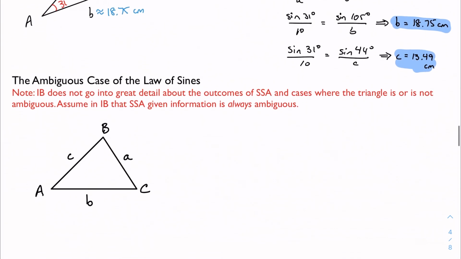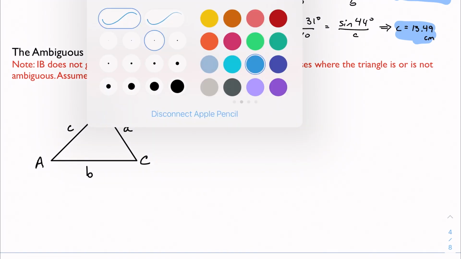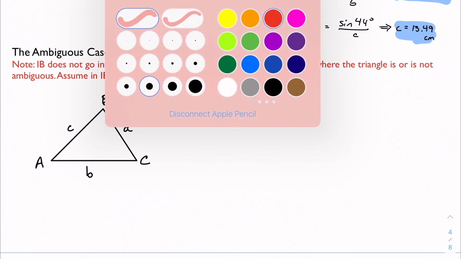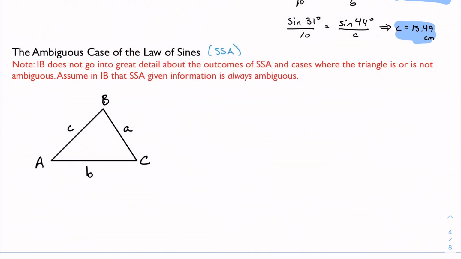So I said I wanted to come back to this SSA case, because when I'm given two sides and an angle, particularly when it's an angle that's not included, then my triangle can actually be drawn in two ways. So I'm given two sides and the angle that's not included. So I have essentially two sides and the angle opposite one of them.